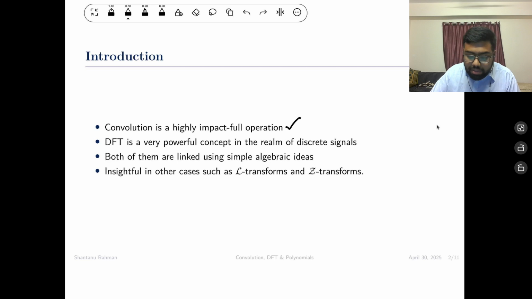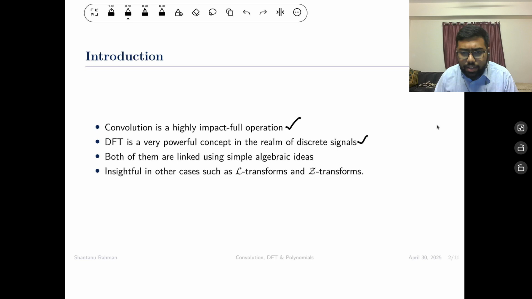And what is the discrete Fourier transform? Discrete Fourier transform is another powerful concept that we can see in the realm of computer science and also in signal processing, also in controls and systems. A very useful process indeed. And the idea that relates them is very powerful: the convolution of two signals will be the multiplication of their discrete Fourier transforms.